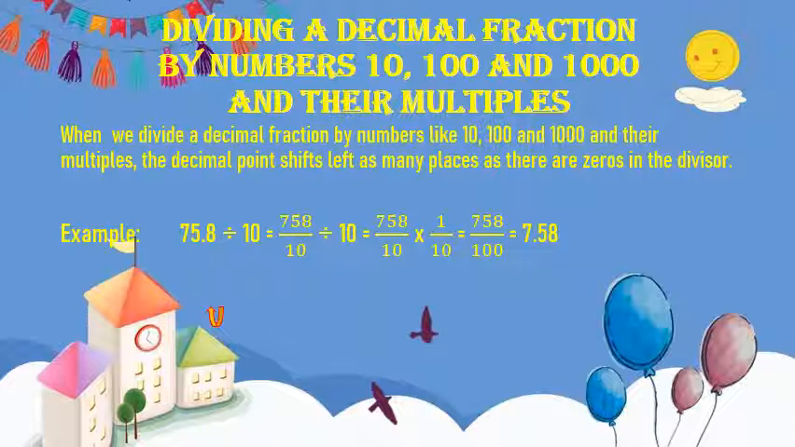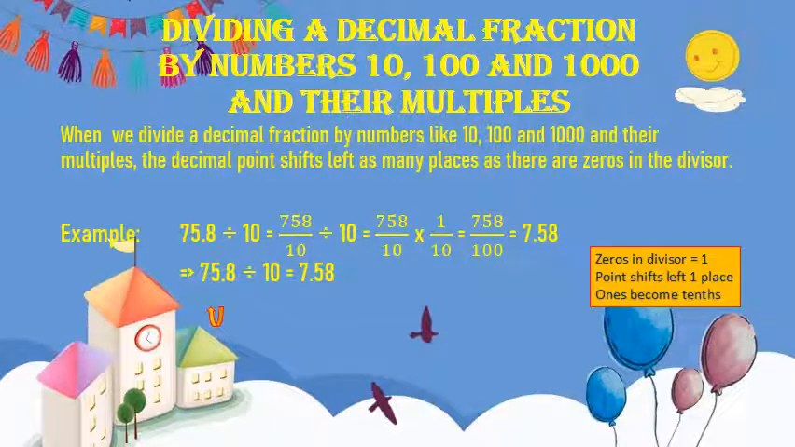That is, initially it was before 8. Now it will shift one place towards the left side and now it will come before 5. And that is why our product is 7.58. So children, zeros in the divisor is equal to 1. So the point shifts left one place, and now the digit which was at the ones place, that is 5, is now at the tens place. Clear? So the ones become tens.